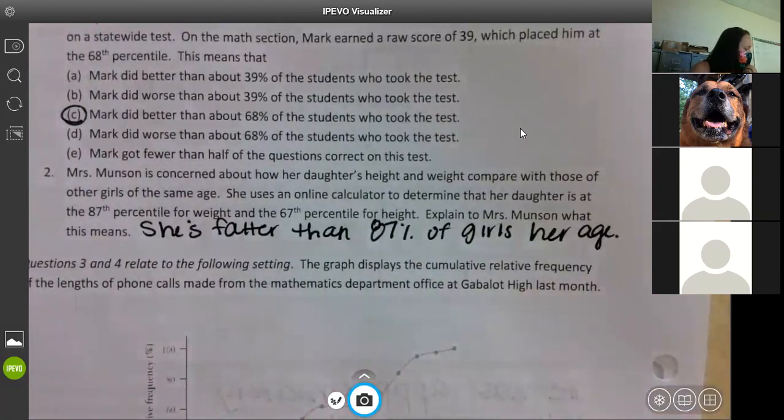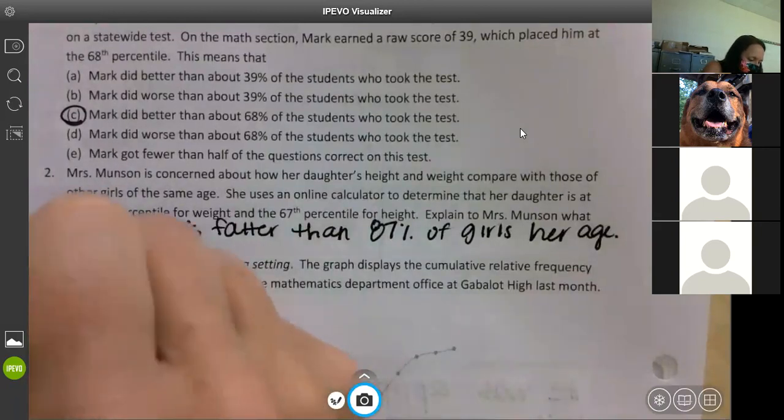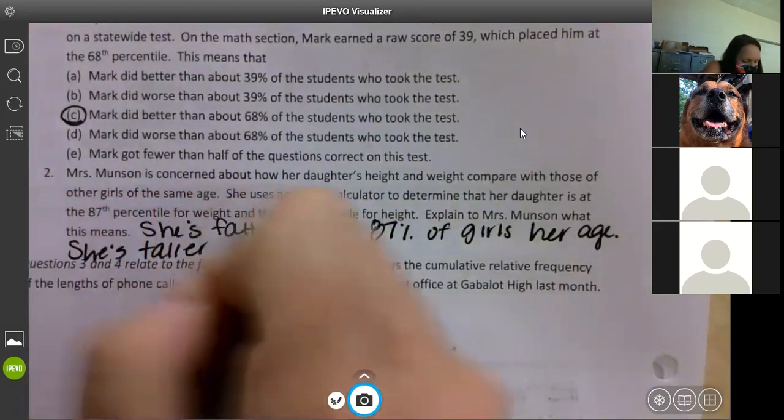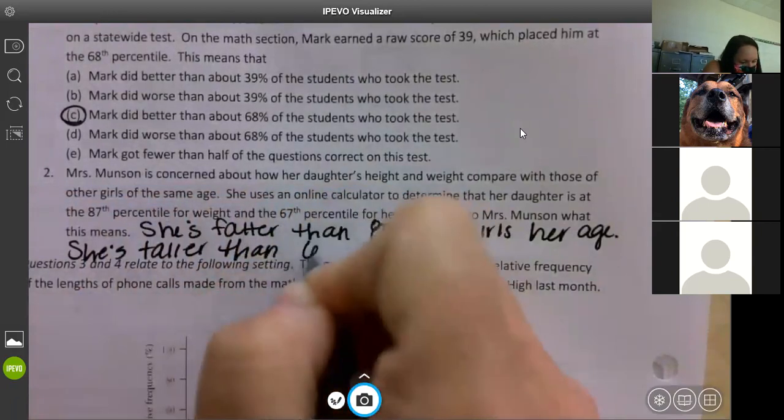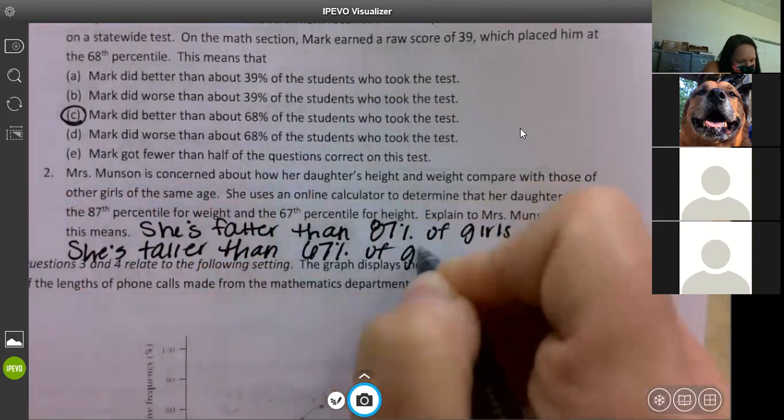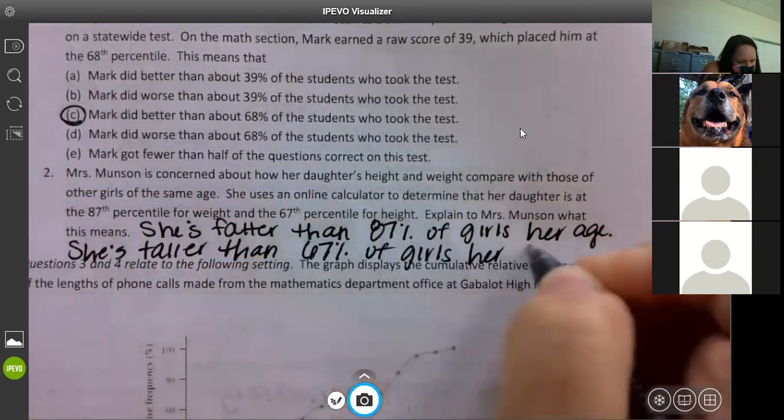Okay. Is that how you could write it on the AP exam? Yeah, they'll take it. It's not very PC, and y'all, I don't want to get in trouble for writing that, but that helps me, it puts it in perspective for you. It's like layman's terms, if that makes sense. All right, what about her height? Taller than 67% of girls her age. Perfect.